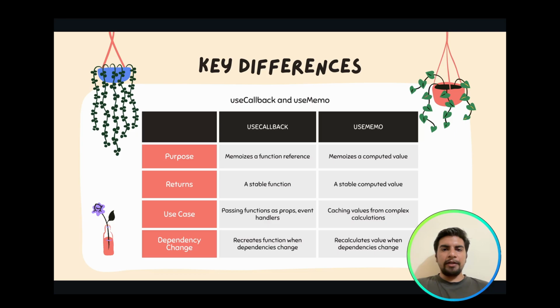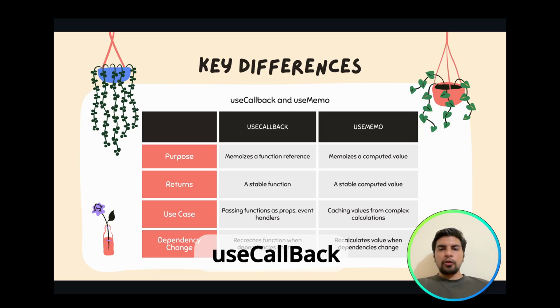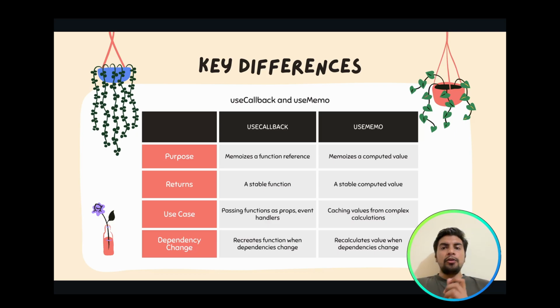Let's look at the key differences of the same. Here, as we can see, useCallback can be utilized to memoize a function reference, and useMemo can be utilized to memoize a computed value. They both return their respective stable function and computed value. Now, the use case for useCallback is that we can pass functions as props, like event handlers. For useMemo, it is caching values from complex calculations. With respect to dependency changes, useCallback recreates the function when dependencies change. For useMemo, it recalculates the value.